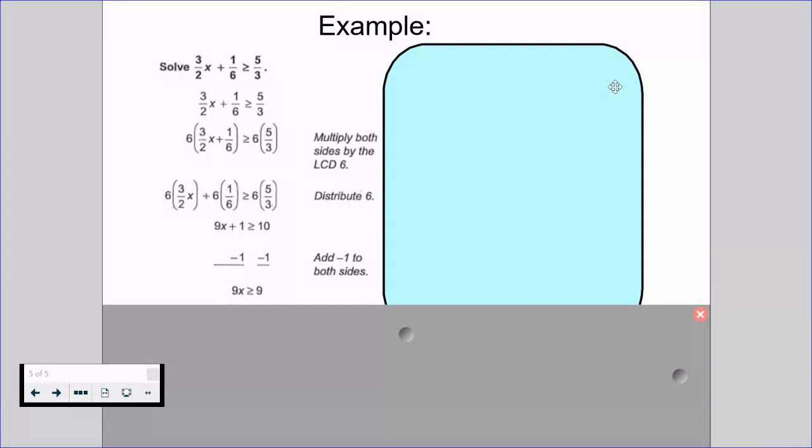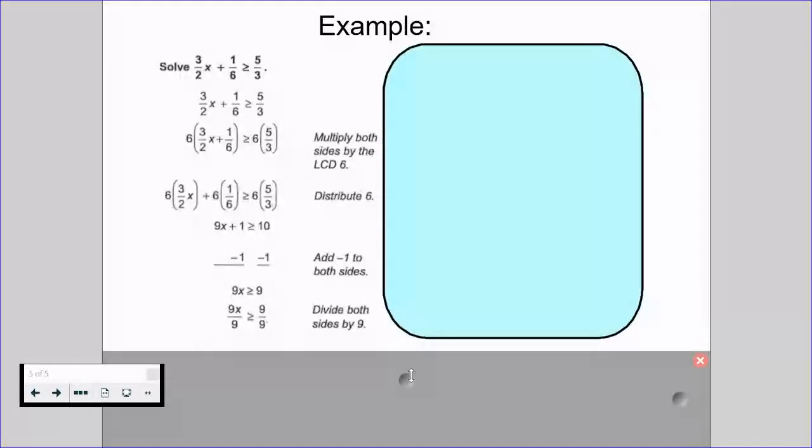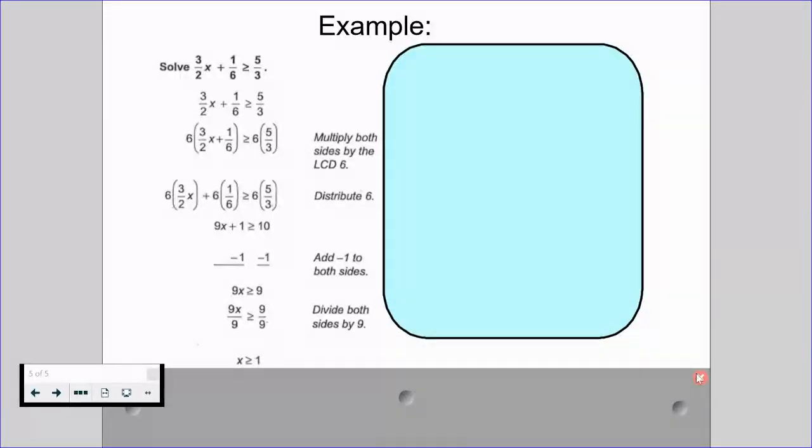Now we get 9x is greater than or equal to 9. And we divide both sides by positive 9. Since we're dividing by a positive, we do not need to switch that inequality sign because that is a positive number. And now we graph it. It's going to be a closed circle because we have an 'or equal to', and we would be shading to the right-hand side because x is greater than or equal to 1.